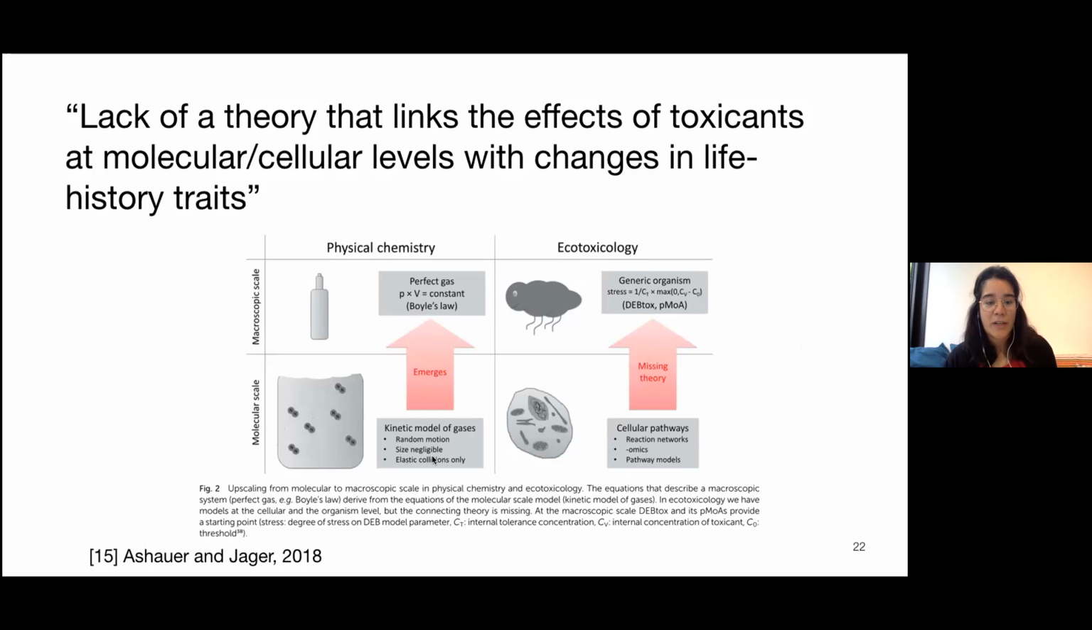So in physical chemistry, we can describe a macroscopic event, which is the perfect gas and Boyle's law, by linking it with what is happening at a molecular scale, which is the kinetic model of gases. There's a theory that allows us to link these 2 observations, these 2 different levels of organization. In ecotoxicology, we are missing that theory. We do have models that explain what is happening at the molecular cellular level. But when we want to go to higher organization levels, we don't have that theory, or we are not working enough on it, because the theory does exist and it's DEB theory.